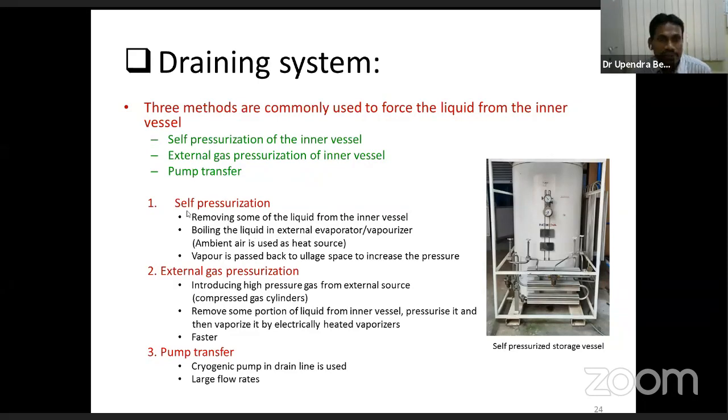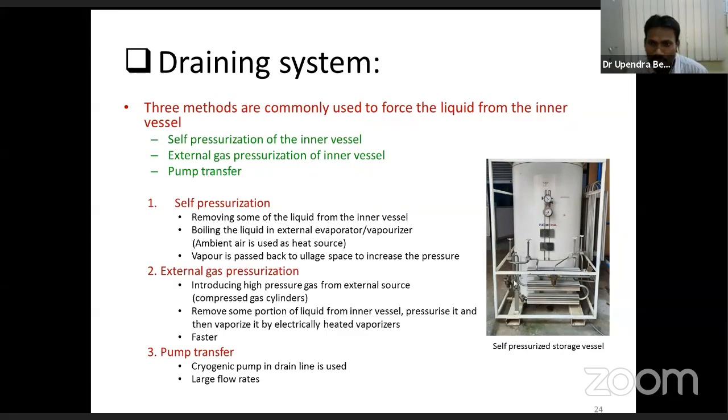Depending on the application, these three one has to consider. Self-pressurization is done by removing some part of the liquid from the inner vessel. You can see this is a double-walled cryogenic container of 1,000 liter capacity, which is in use in our department. What you can see is the outer vessel only, with some heat exchanger. During self-pressurization, you remove part of the liquid from the inner vessel, because it is at different temperatures. One is at cryogenic temperature, the other one is at room temperature. These pipings are at room temperature.